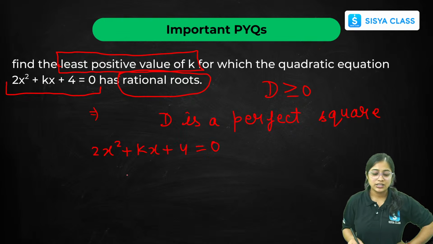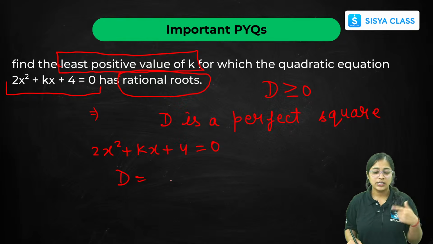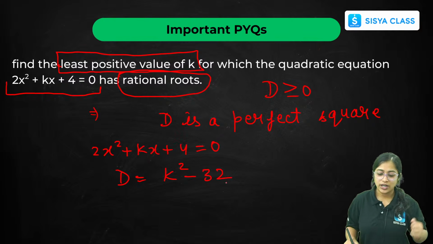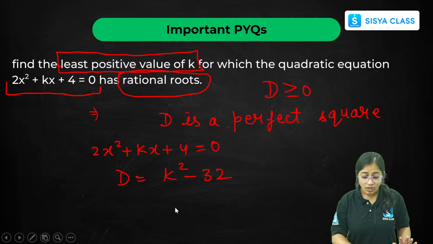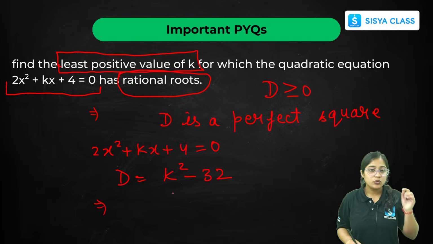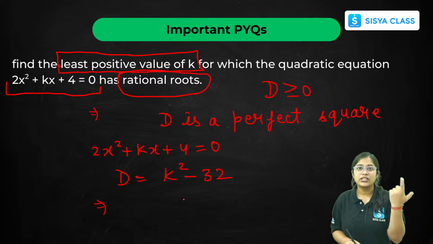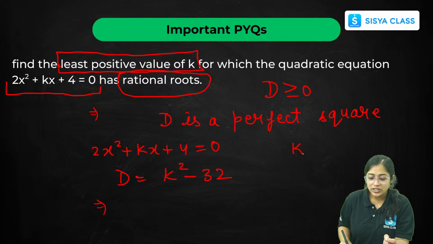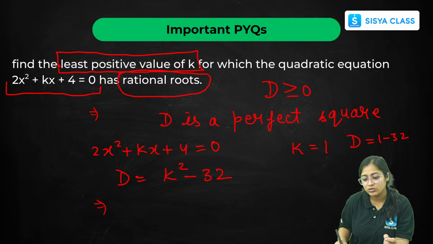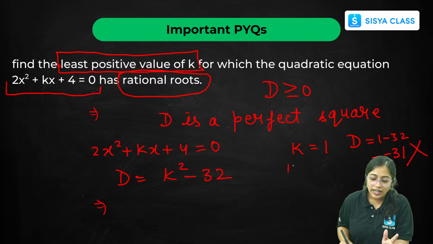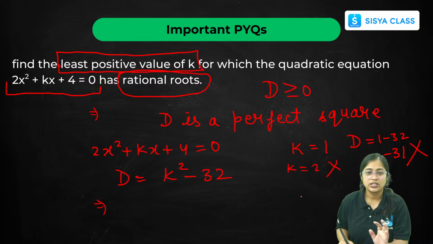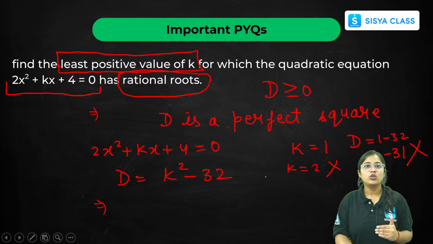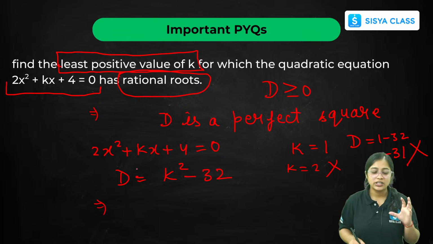What is the value of the discriminant here? The discriminant is b square, that is k square, minus 4ac, that is 32. Now we will see for which value of k it is a perfect square. If you check for k equal to 1, D is 1 minus 32, that is minus 31, which is not a perfect square. For k equal to 2 as well, you will not get a perfect square. Until k equal to 5, you will not get a perfect square here.